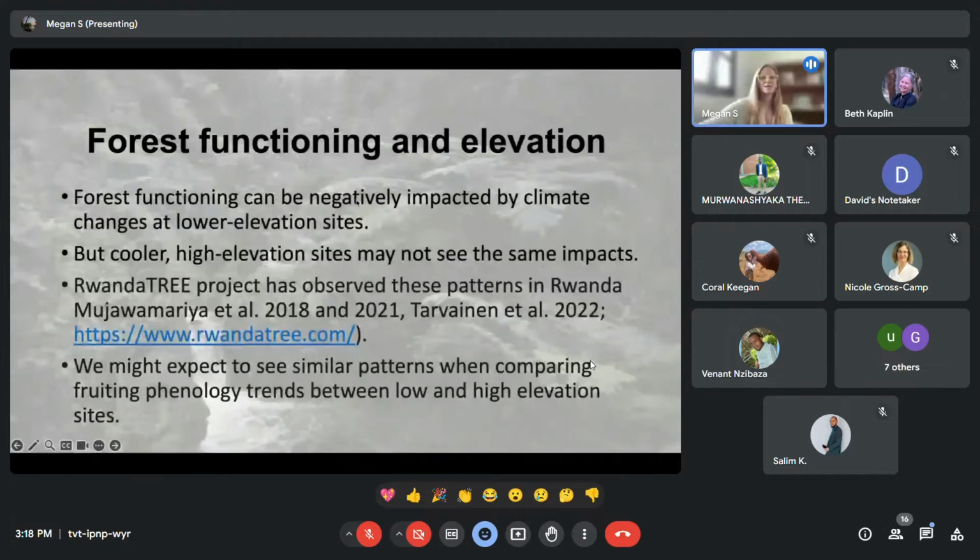And so based on this information, we might also expect to see similar patterns when comparing fruiting phenology trends between low and high elevation sites. So Gabon is a very low elevation site. Nyungwe is a very high elevation site. And so when we're comparing them, we might see fewer of those climate stress impacts on the fruit production in Nyungwe National Park.